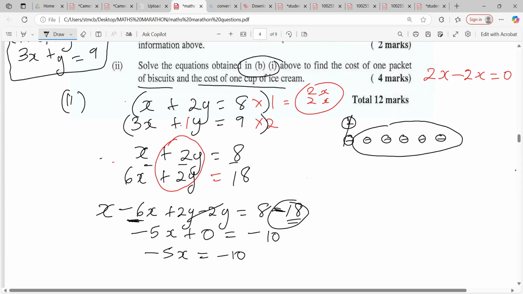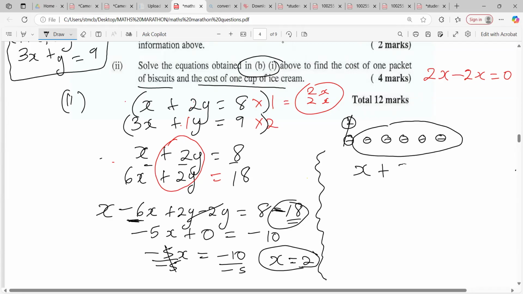That 0 will go away. And then we divide by the coefficient of x, which is negative 5. So we just divide throughout by negative 5. So x is equal to 2. Remember what this represents, right? Biscuit. So we find the biscuit, we can find the ice cream. Because we know x is 2, we can use equation 1. I think that is very straightforward.